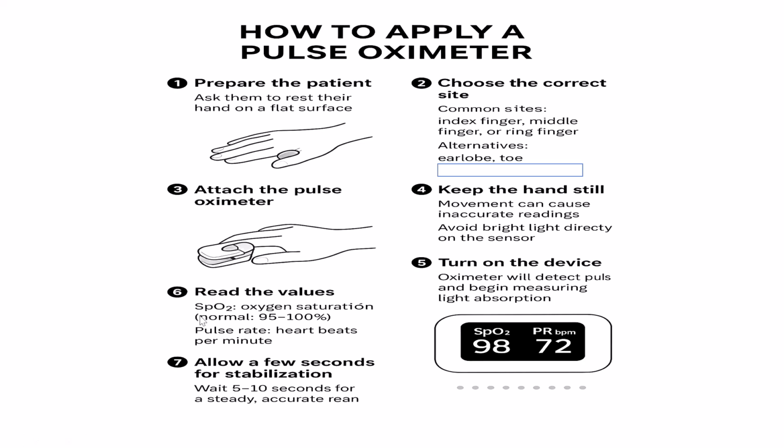Then we measure the value of SpO2, which is oxygen saturation, and its normal range is between 95 to 100%, and the unit is percentage. And also the pulse rate will be detected, which has a normal range between 60 to 100 beats per minute, or BPM. Then we allow a few seconds for stabilization. Mostly wait 5 to 10 seconds for a steady and accurate reading. This is the procedure of using the pulse oximeter.